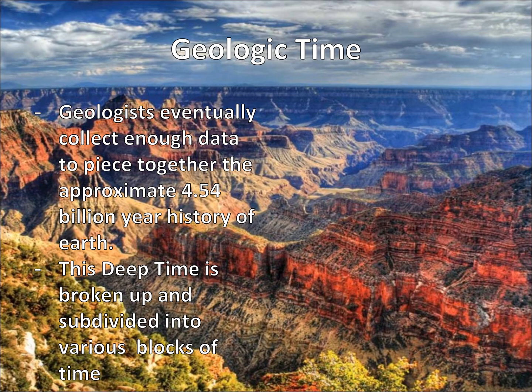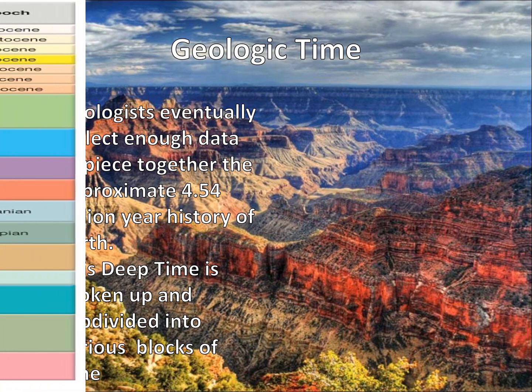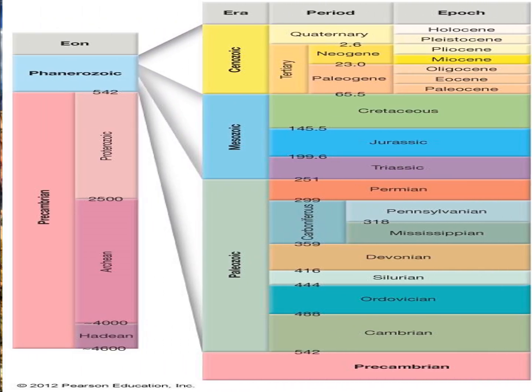And so in order to make a little more sense of it, we subdivide it and break it up into various blocks of time. The largest subdivision is known as the eon. So we have the Precambrian, which begins with the formation of the Earth and extends to about 500 million years ago. It then turns into the Phanerozoic, which literally means visible life, the time period when we are capable of seeing actual creatures.